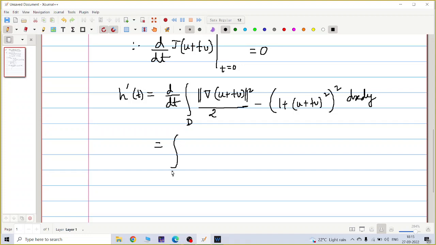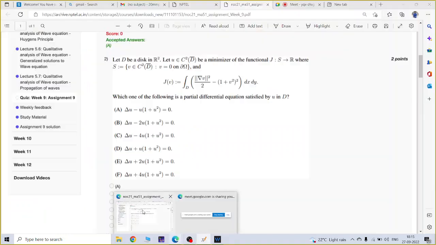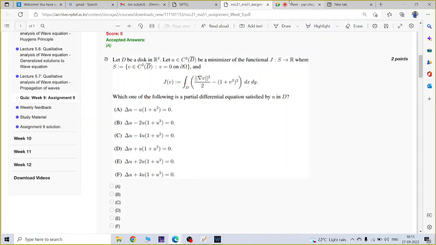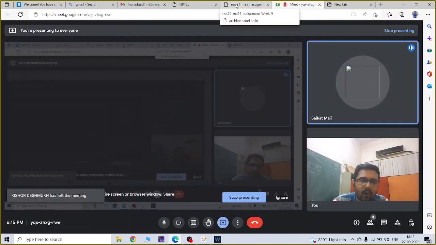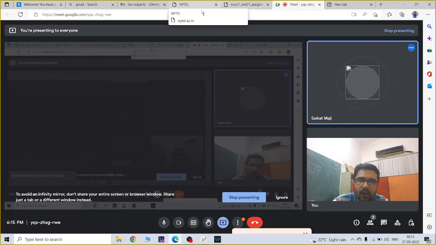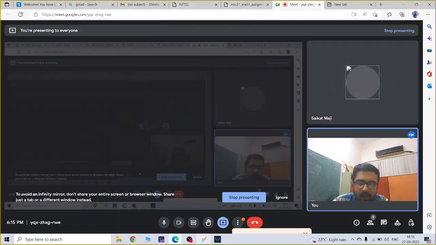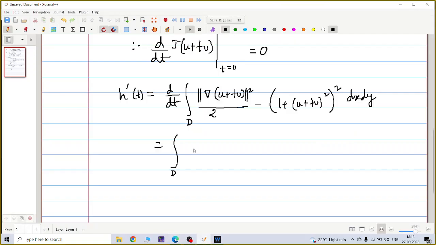So can you tell what should be the derivative of this gradient? Gradient square? No. Anyone? Kishore? Otherwise I will tell. Kishore has left, so you just continue. Okay, I think he left. Okay, I will continue. No problem.